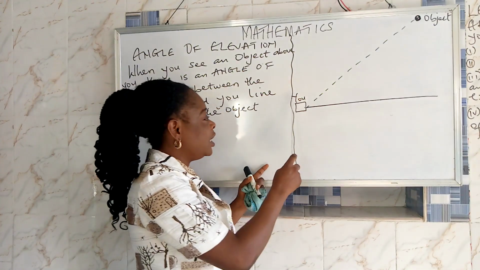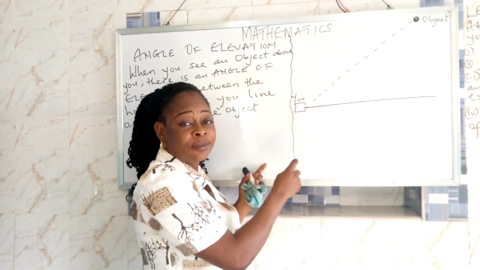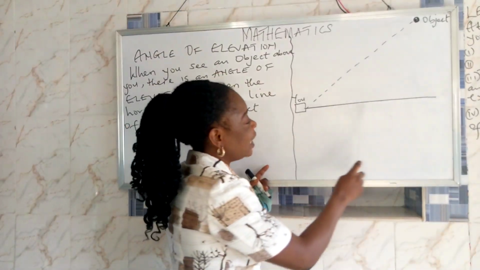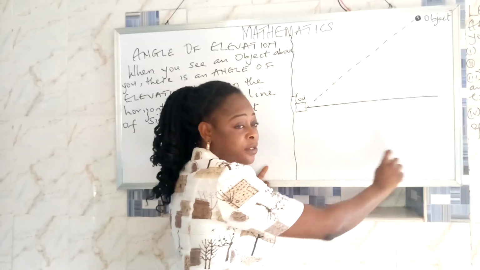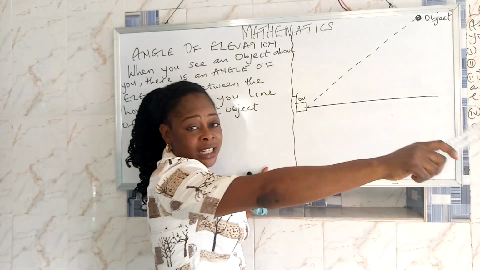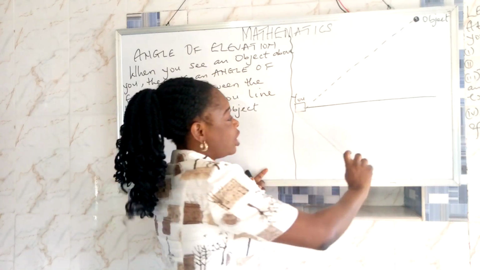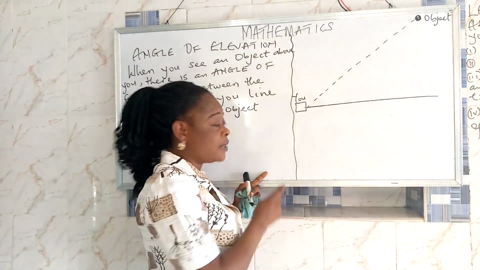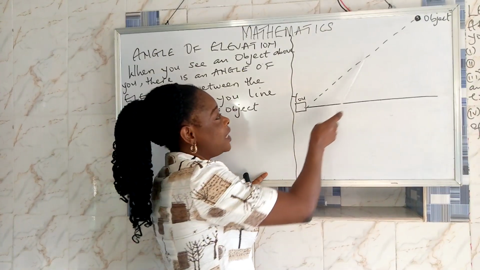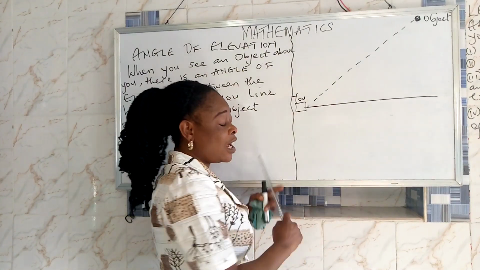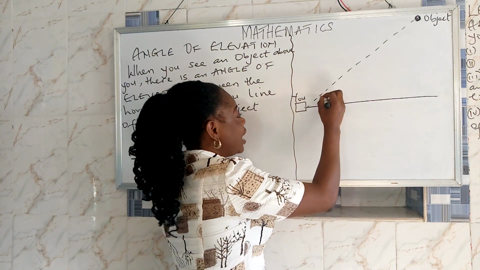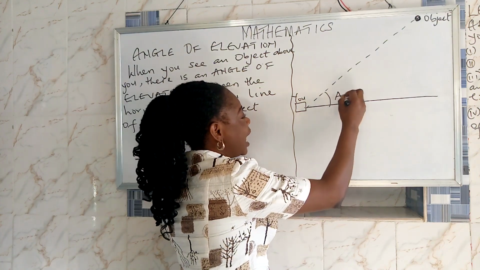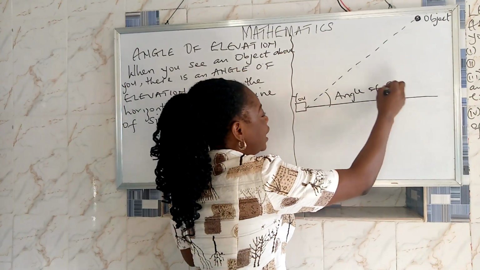You can see, this is you standing here. You can see the horizontal line, that is the line of sight. You looking straight, this is your line of sight. And now this is an object above you that you want to look at. If you now raise up your eyes to look at this object, there's an angle formed here. So the angle that you have here is what we call angle of elevation.